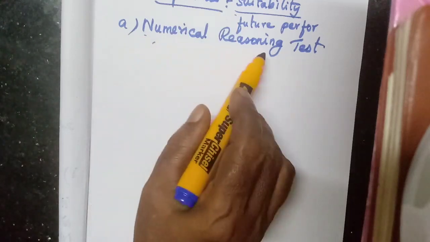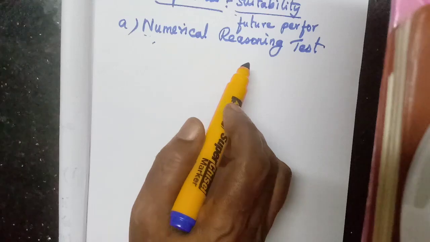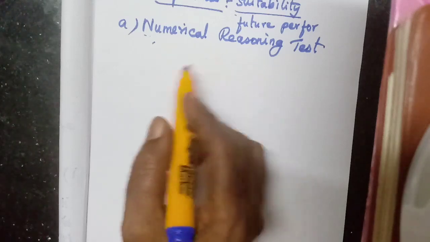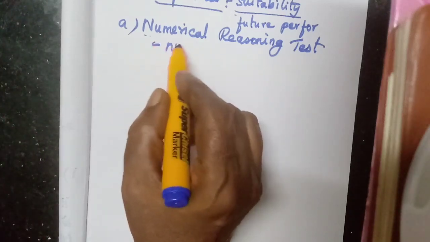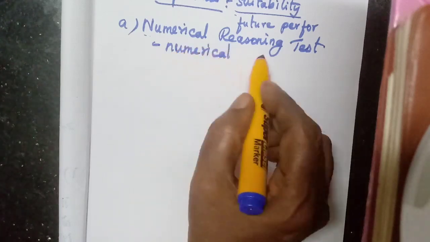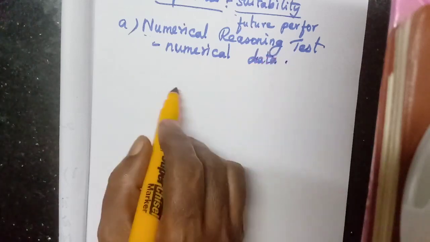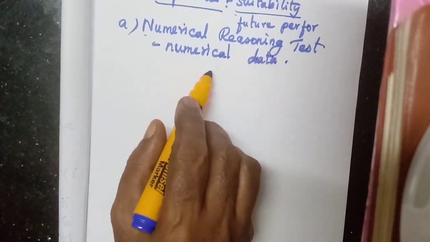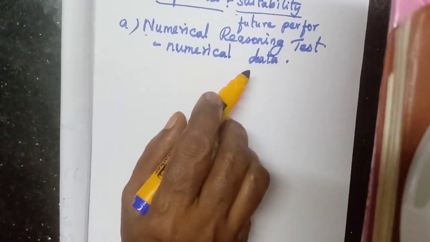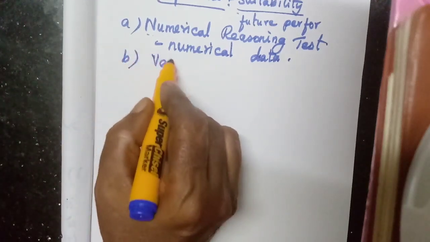First one, numerical reasoning test. How he solves problems with the numerical data. Numerical data means the numbers, isn't it? How he takes decisions with the numerical data. Then second one, the verbal reasoning test.